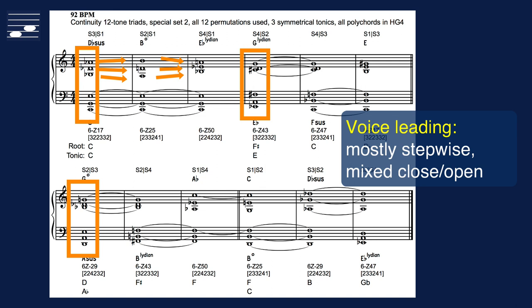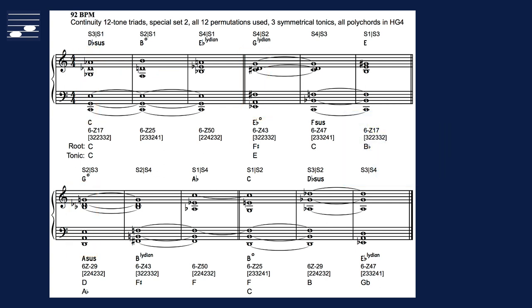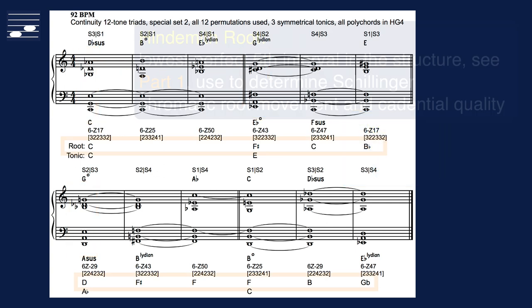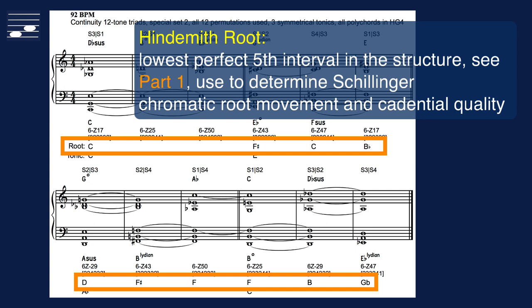The voice leading is mostly stepwise, and I use a mix of close and open position voicing. Below the staff there are the PC set prime form label and the Hindemith root by identifying the lowest consonant perfect fifth in the voicing. The root series in this continuity, when interpreted in terms of Schillinger chromatic root cycles, tells us something about the tonal stability and cadential quality of this otherwise highly dissonant chord progression. Listen to the continuity.